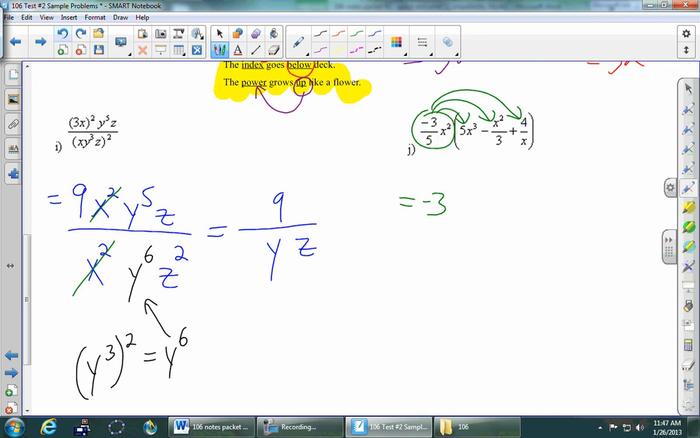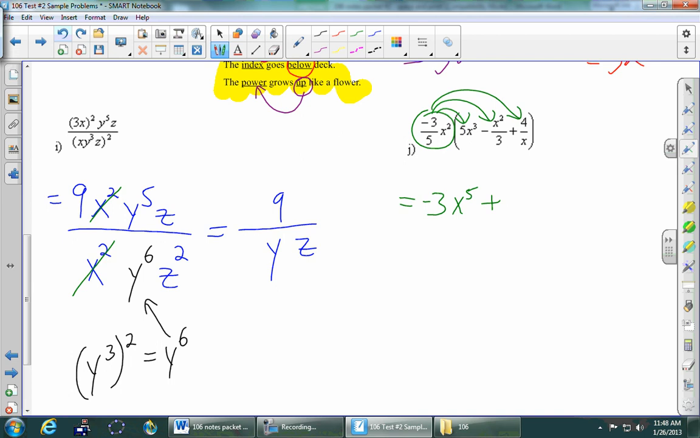I encourage you to write out all the details unless you're super comfortable with this. If you don't see where that negative x to the 5th came from, write it out. Write everything out. Okay, moving on. This is now negative 3/5 multiplied by that guy. And the negatives are going to multiply and cancel each other, so we're actually going to end up with a plus.